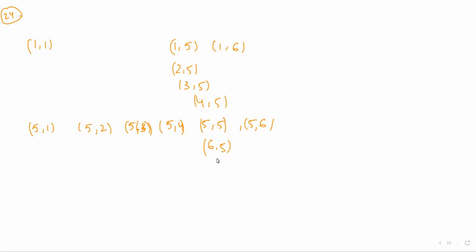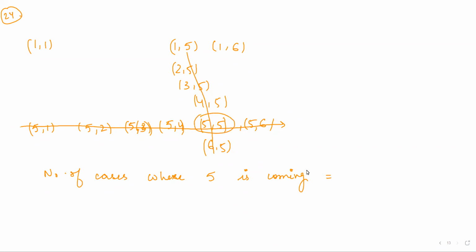So let us see how many times 5 is coming, right? Number of cases where 5 is coming. How many cases are there? You have 6 this side, right? And then how many this side? 5 only. Otherwise, this will be double counted, so you have to count it only once. So 11 cases are there where 5 is coming, right?